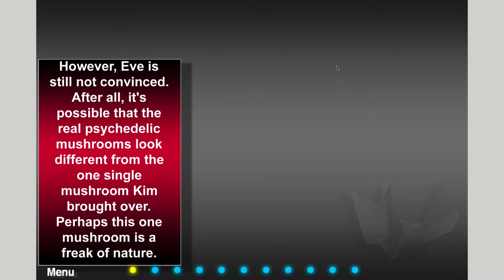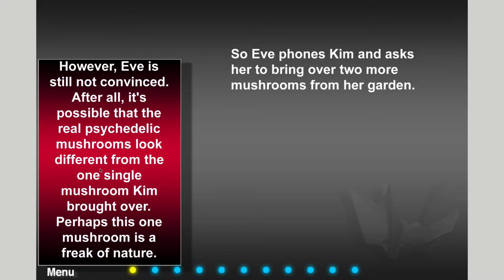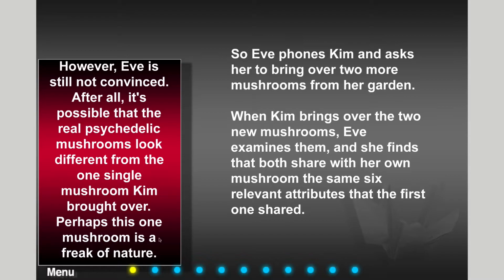However, Eve is still not convinced. She's really on the case of a psychedelic mushroom. After all, it's possible the real psychedelic mushrooms look different from the one single mushroom Kim brought over. Perhaps this mushroom is just a freak of nature, right? In other words, this one ended up being psychedelic, but perhaps that was just a weird one out in her garden.